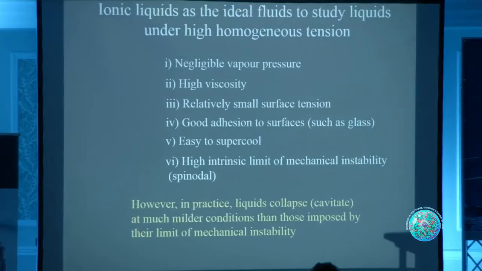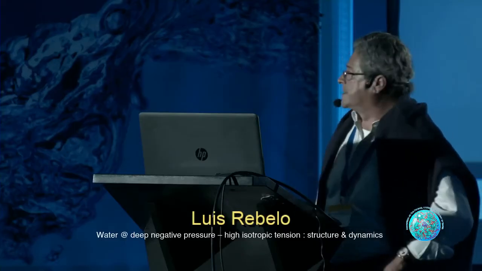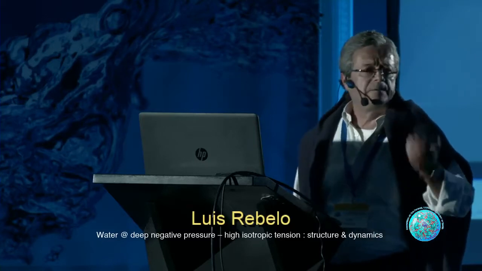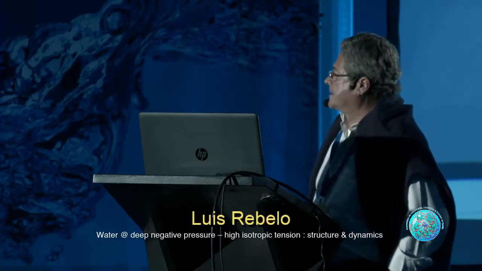Now, very quickly, why are we using ionic liquids? Because it's much easier to go into these negative pressure regimes, because they have a negligible vapor pressure. You cannot measure the vapor pressure of these salts at room temperature. They are highly viscous, so that also helps to maintain the metastable state. They are much more viscous than water. They have a relatively small surface tension. They have an even better adhesion to the walls of the container if the container is glass or quartz. They are much easier to supercool, for instance, than water.